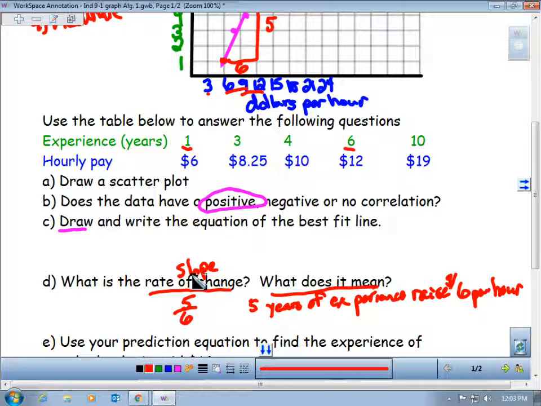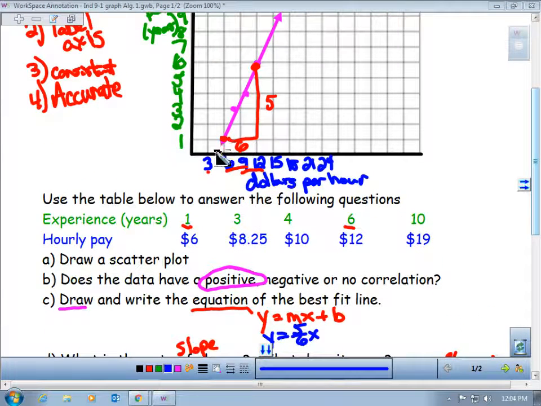Now, the rate of change is your slope, which, guys, is going to help you write the equation of this line, because we're going to write it in slope-intercept form. Y equals mx plus b. And so I do have my slope here. Okay, so it's y equals 5/6 x. And then the question we have to do here is we got to find our b, our y-intercept. So where would this line cross the y-intercept?